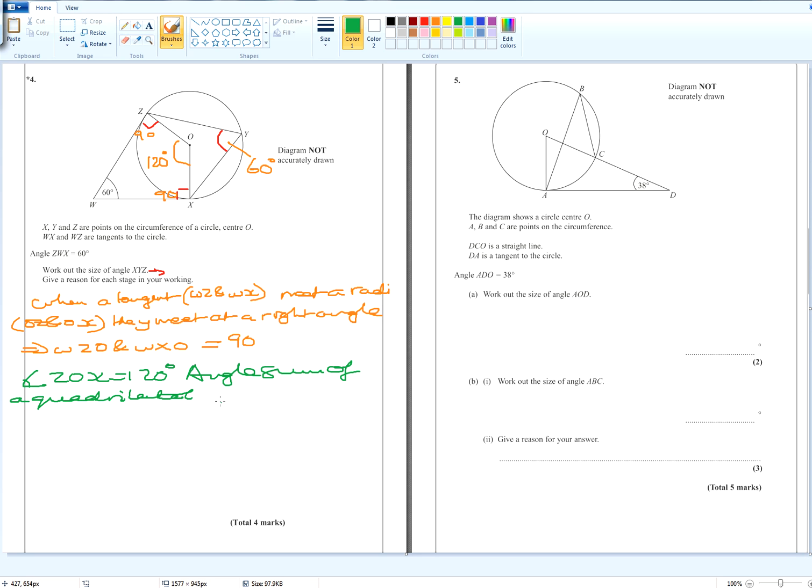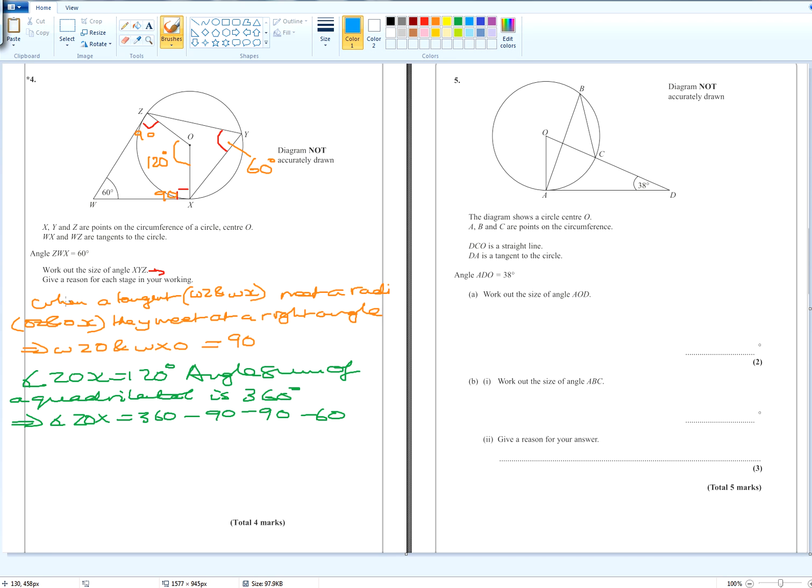Is a quadrilateral. Angle sum of a quadrilateral is 360. So therefore, the angle that we just worked out, which is ZOX, is equal to 360 minus 90 minus 90 minus 60. That's the mathematics. That's done. So we explained the 90s, we explained the 120. Now we're going to do the last part, the Y angle.